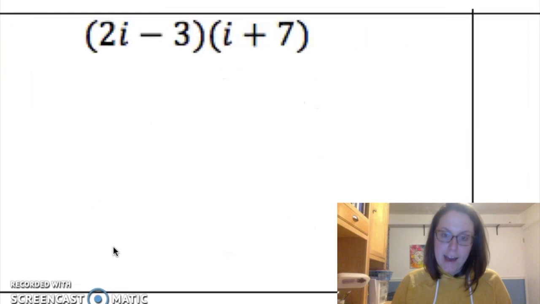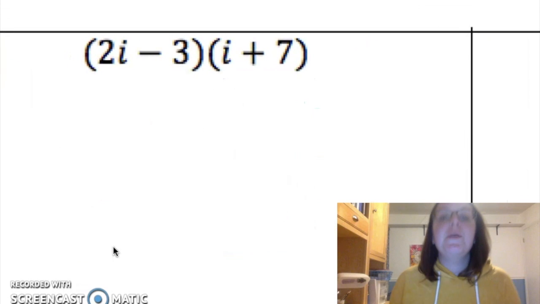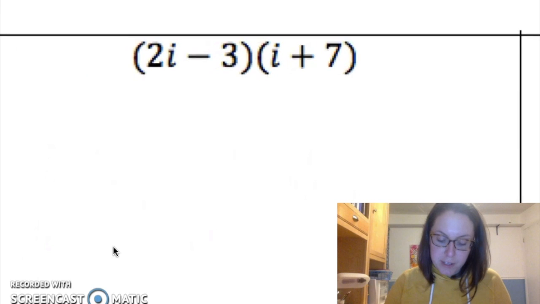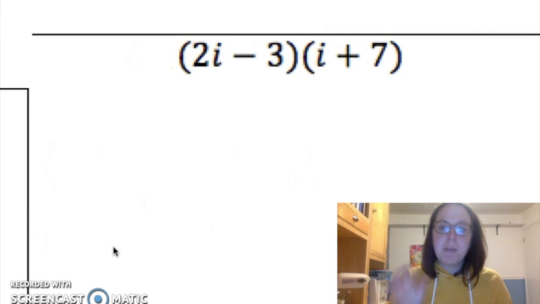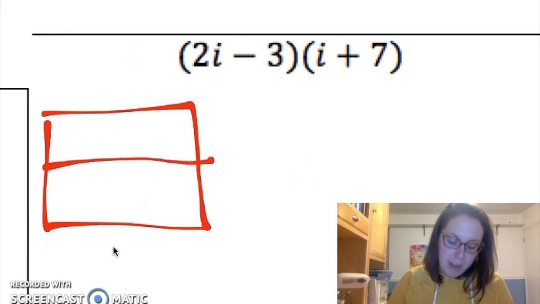Let's look at another one. So (2i - 3)(i + 7), this is double distribution. Either you can use the box method or you can just use double distribution. I'm going to do one of these with the box method and one with double distribution. So let's say we did the box method.